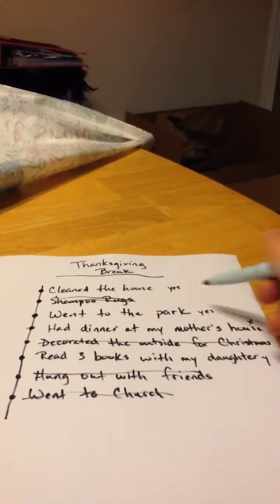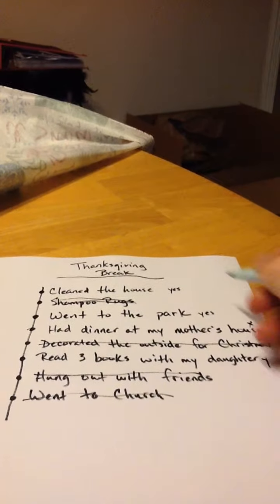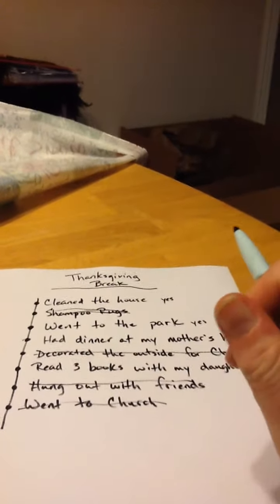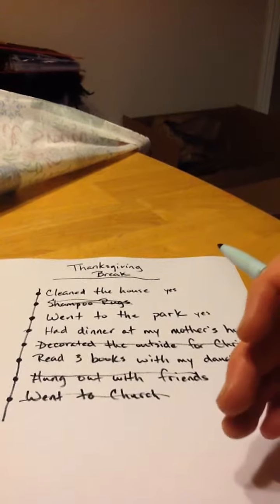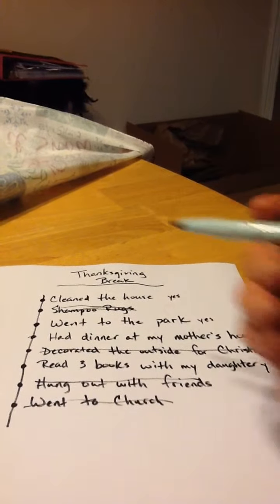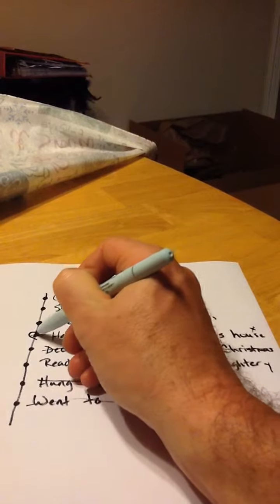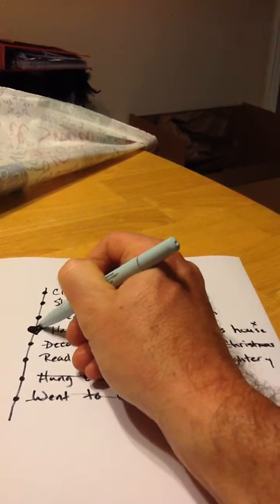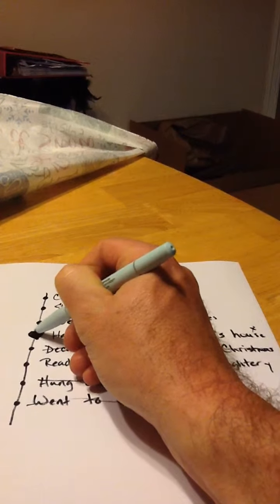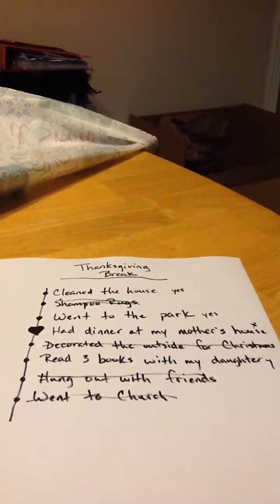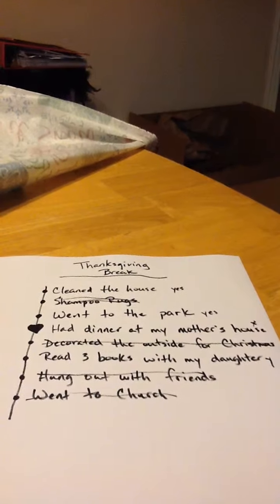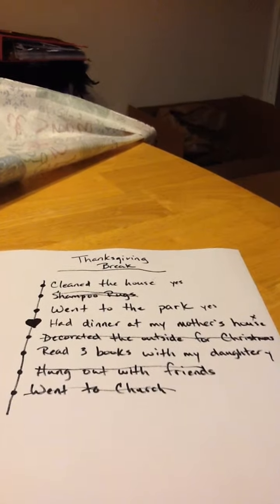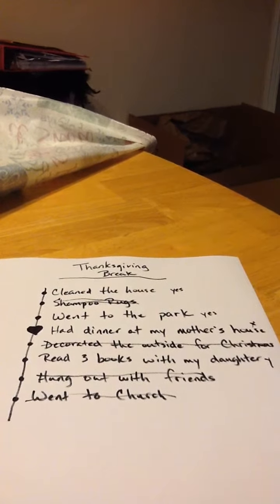So these are the 4 things that I can bring my story down to. Now, what should be the heart of my story? What could I write the most about and give you the best details about? Well, I think that would be having dinner at my mom's house. So that's going to be the heart of my story. All right, so now I know that I'm going to talk about cleaning the house, going to the park, having dinner at my mother's house, and reading 3 books with my daughter.